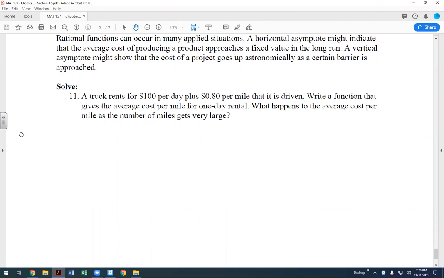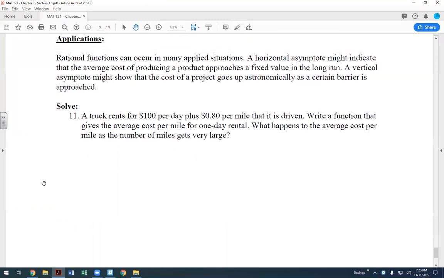So this one is talking about how you can actually use those asymptotes to help you solve examples. So we're saying a horizontal asymptote might indicate that the average cost of producing a product is approaching a fixed number in the long run. So we're basically saying we've gotten to the point where our production is now getting more efficient, because now it's costing us less to produce whatever this product might be.